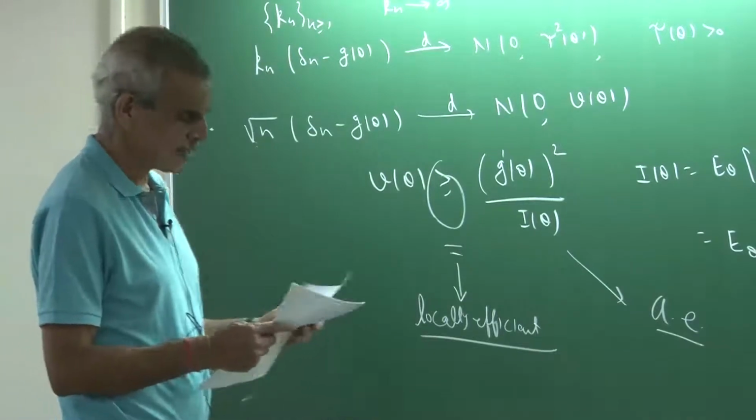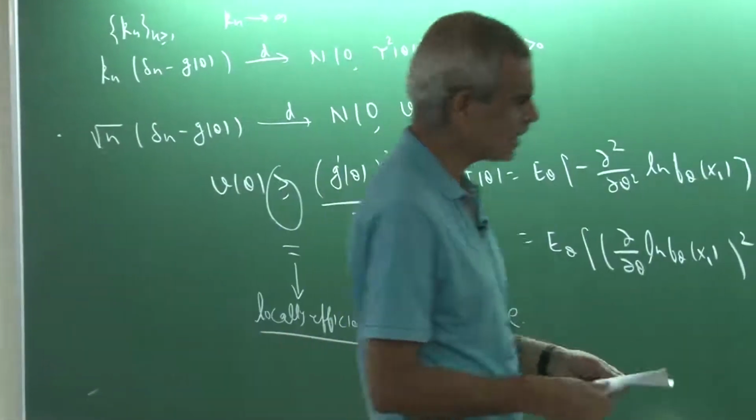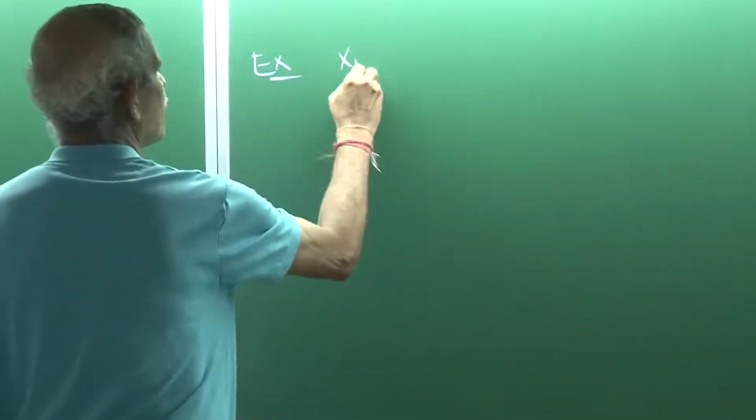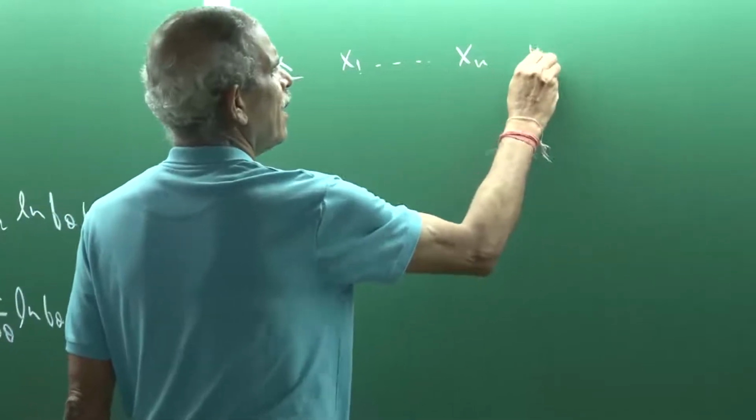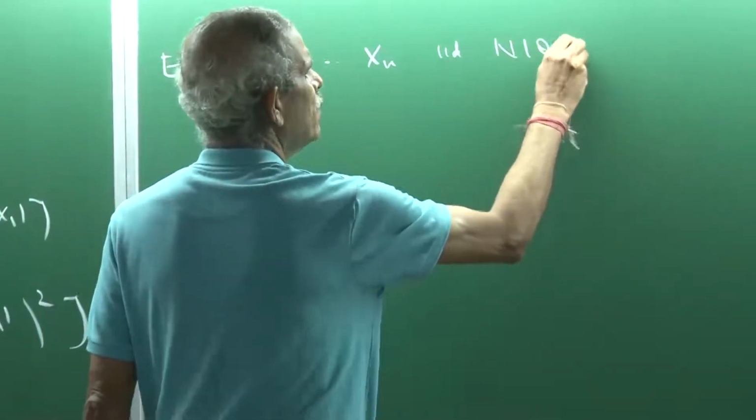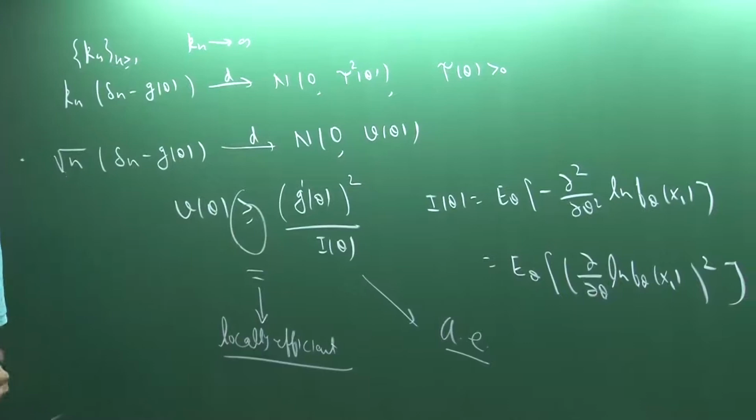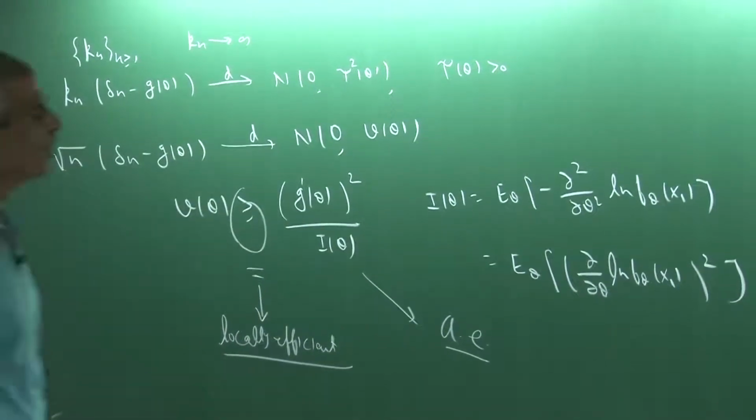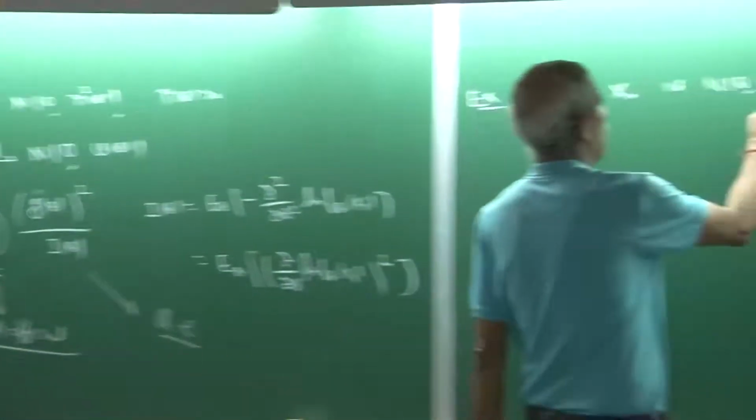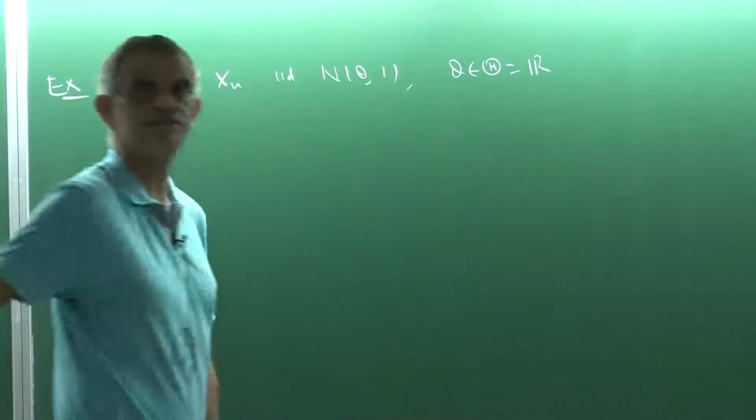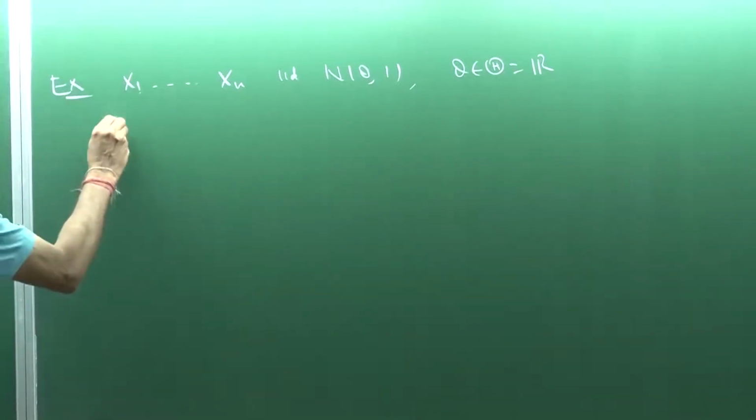To see such an example, let us look at X1, X2, ..., Xn IID normal(theta, 1). The set of points theta where this inequality doesn't hold, we call such points points of super efficiency. So X1, X2, ..., Xn are IID normal(theta, 1), theta belongs to capital Theta, and my parameter space is the whole of R. The estimand is theta.